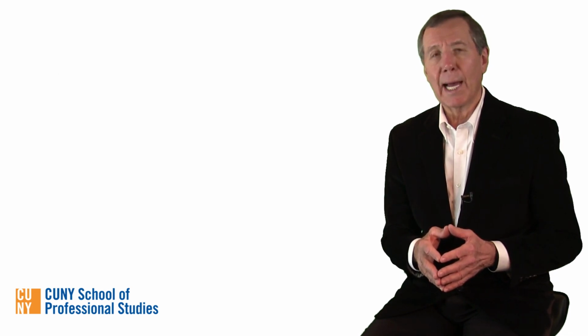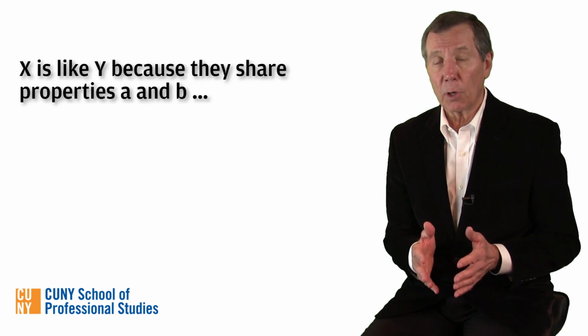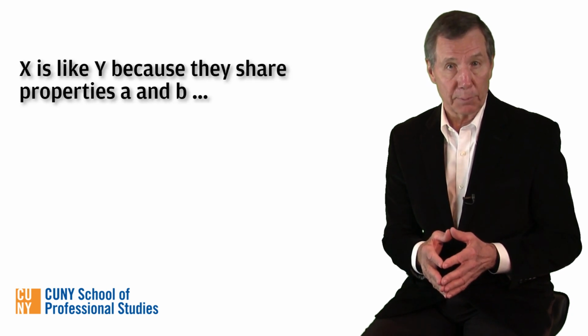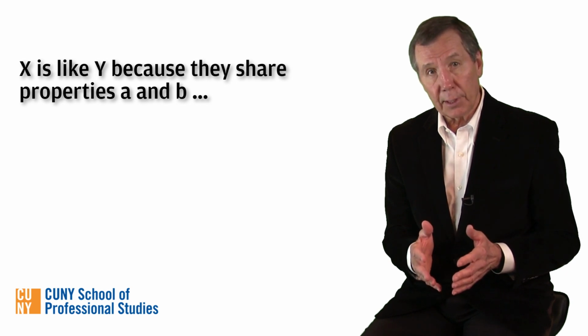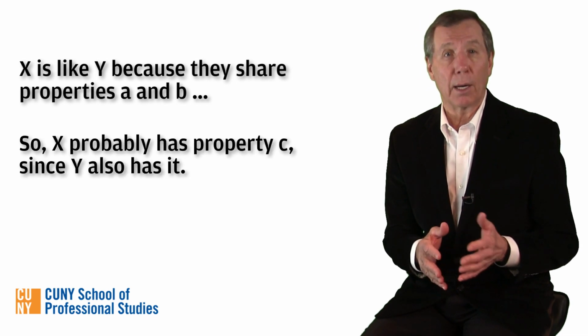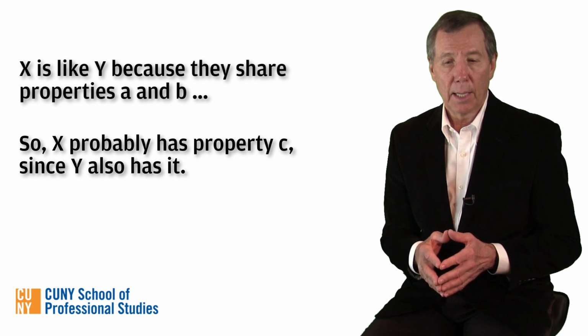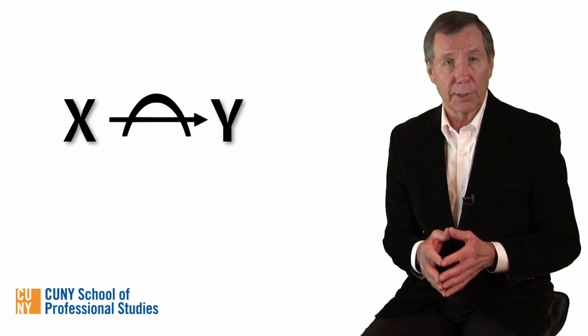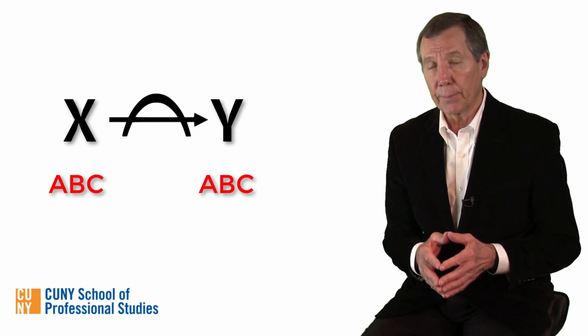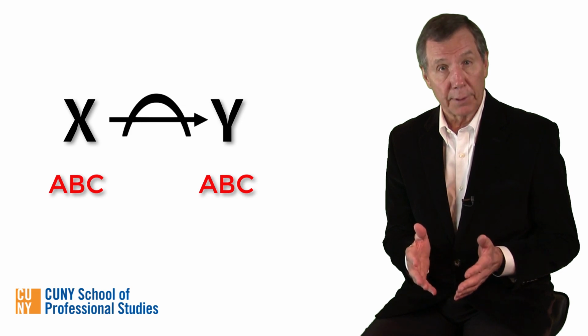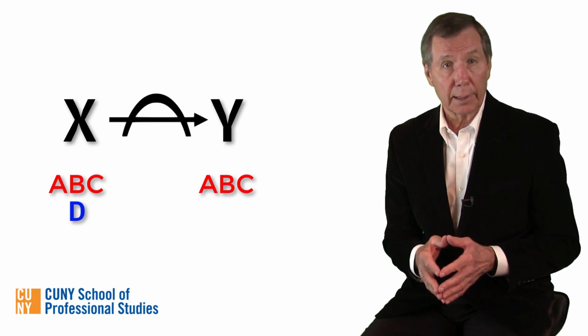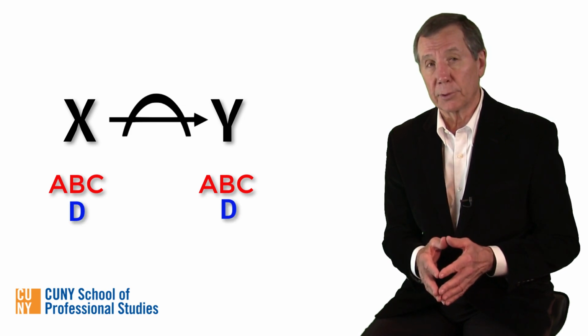So when we reason analogically, we proceed from the observation that two or more things are similar in some respects to the conclusion that they're probably similar in some other respect as well. Formalized, it looks like this. X is similar to Y in some specific ways, namely A, B, and C. X has an additional feature, D. Therefore, most likely, Y also has the feature D.